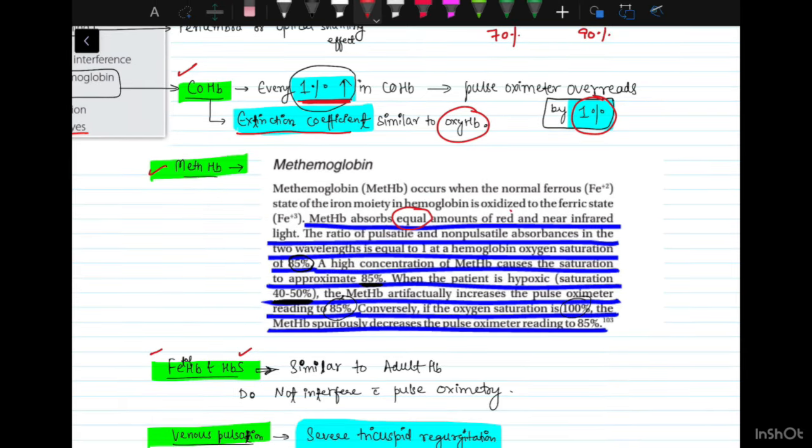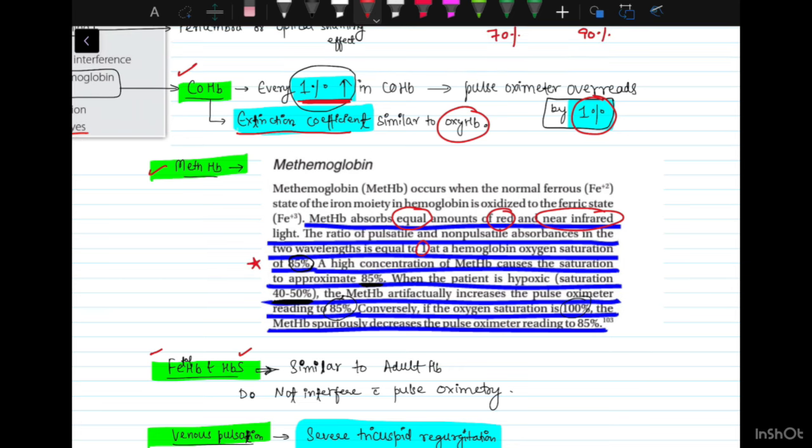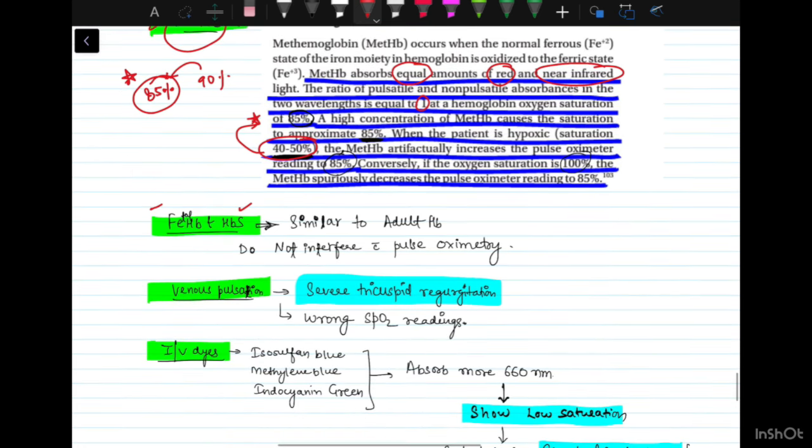Regarding the methemoglobin, it absorbs an equal amount of red and near infrared light. That means the ratio of the pulsatile and non-pulsatile absorption at the two wavelengths is equal to 1 at a hemoglobin oxygen saturation of 85%. That means if the patient's saturation is actually, suppose, 40 to 50%, then also it will show 85. If the saturation is 90%, then also it will show 85. So it doesn't matter what the saturation is. If the patient has methemoglobinemia, it will continue to show a saturation of 85 because it absorbs an equal amount of red and infrared light. This is about the methemoglobin.